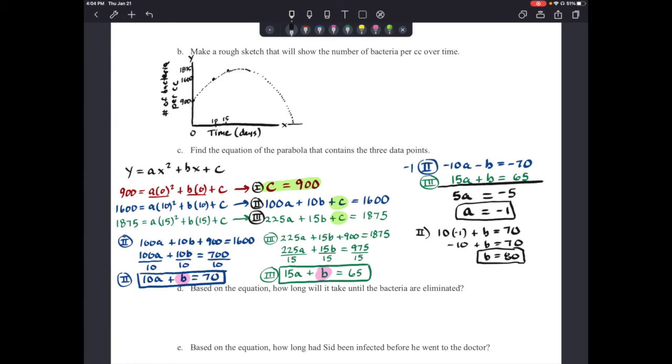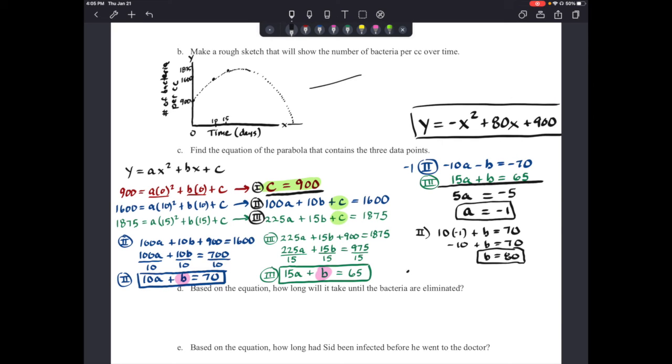And then we just need to find our value for c. Oh wait, we already have it: c equals 900. So we should be able to write our equation. I'll write it up above here. This is going to say y equals, so a is negative 1, we have negative x squared plus 80x plus 900. And that makes a lot of sense because this parabola that we've sketched here is opening down, so we know that a must be negative. So it matches up with what we're doing.